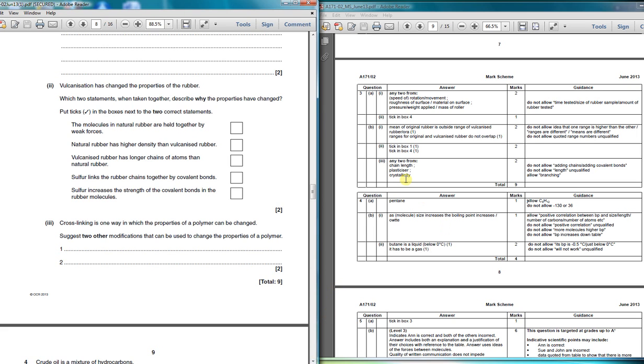There are a number which you could have talked about. Chain length, remember longer chains, bigger forces between the molecules. Adding a plasticizer, and crystallinity. Crystallinity are the 3 options. Any 2 of those will get you 2 marks. You can't have adding covalent bonds. Length is not enough. Branching instead of crystallinity as an opposite would have also got you a mark as well.